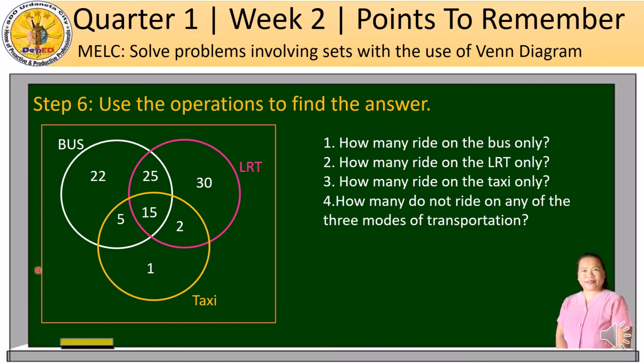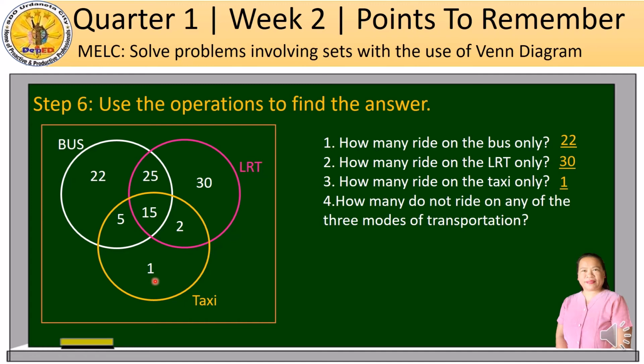So our Venn diagram is complete. So let's have the questions from our problem. We can now answer. Okay, for question number 1, how many ride on the bus only? So ito po yun. Bus only, you have 22. How many ride on the LRT only? So you have 30. How many ride on taxi only? So you have 1.